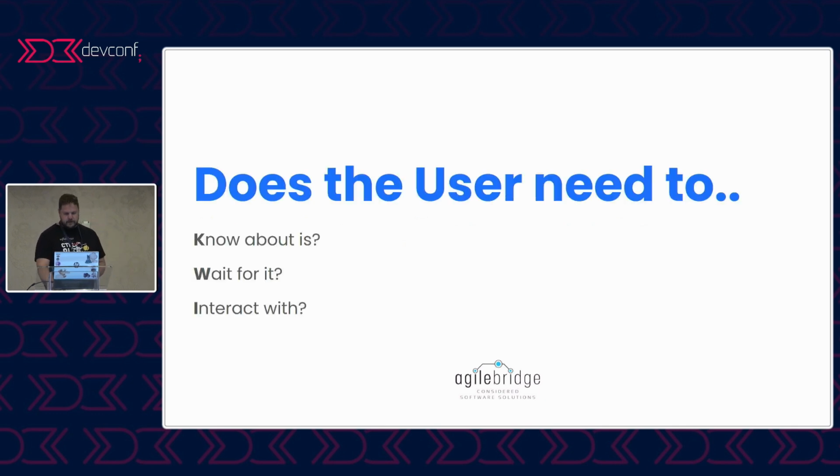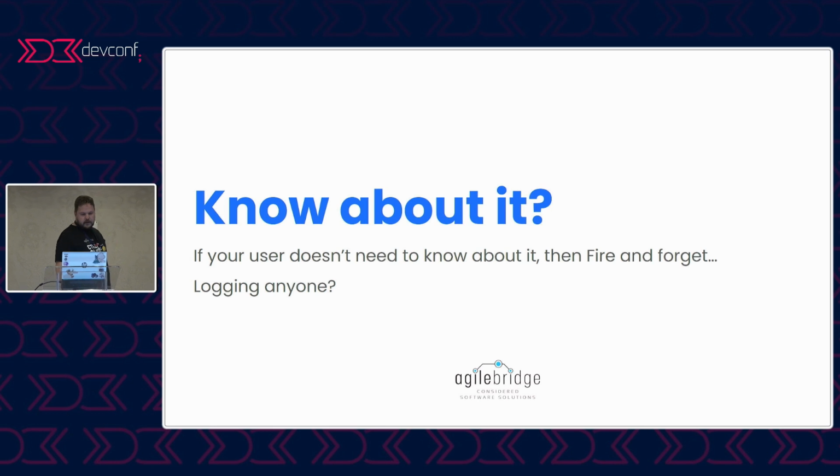So for solutions architects, we have these three questions that I like to ask. Does your user need to know about it? Or does he have to interact with it? Does he need to know about it? Example, logging. Your user does not need to know you're logging anything. So why is the user waiting for it? Fire it and forget. It's something that does not need to have the user waiting for.